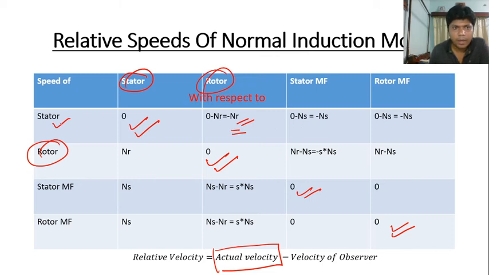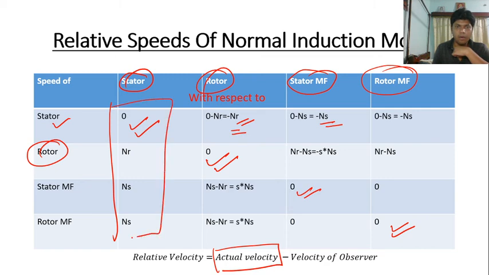In a similar way, speed of the stator with respect to stator magnetic field is simply 0 minus ns, and similarly speed of the stator with respect to rotating magnetic field. The rotating magnetic field in case of a normal induction motor is called ns. So this is all about the actual velocity, and this is all about the velocity of the observer, right?